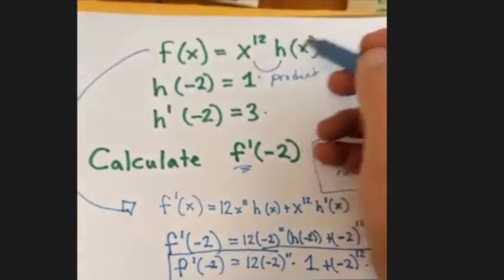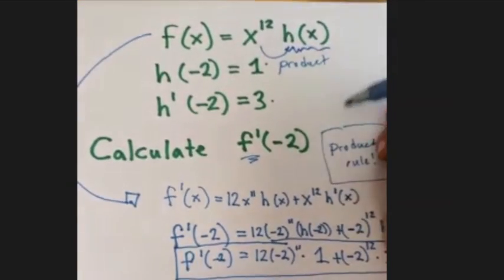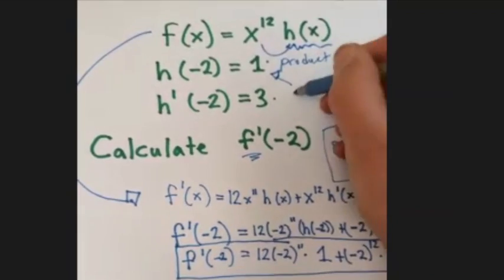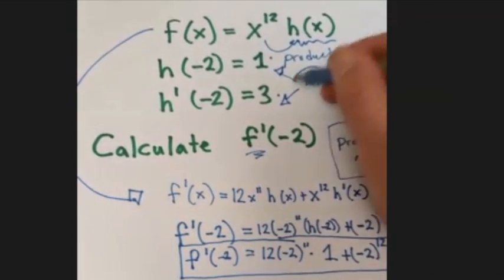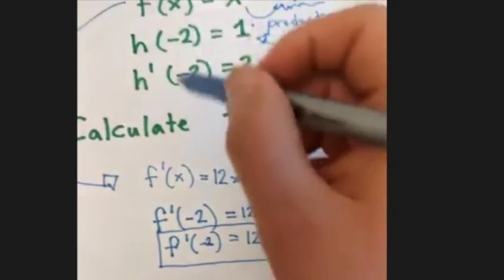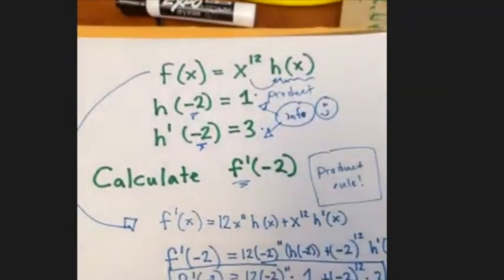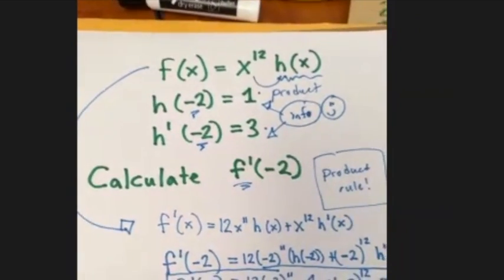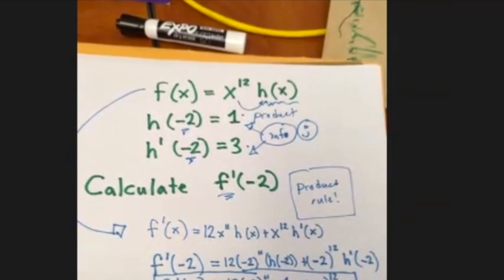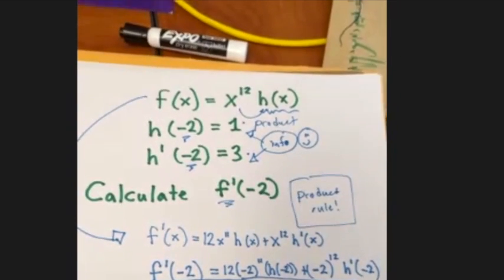The key insight is that even though I didn't know what h was, I still knew enough information about h to be able to determine the derivative at this particular value where I did have some information about h of x. So no formula was required for h, just the information about h of negative 2 and h prime of negative 2.